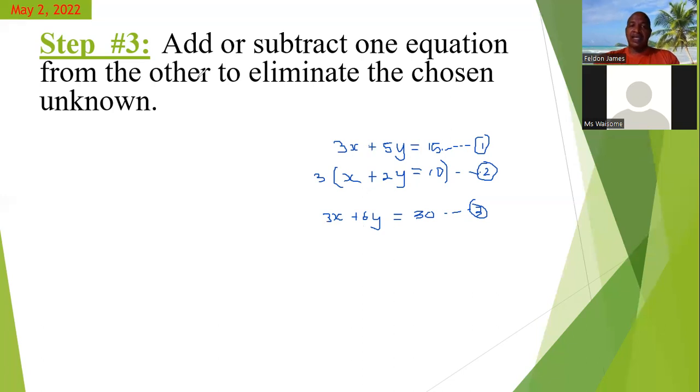So now, bearing in mind that what we're trying to do is to eliminate the x, and we are working with equation one and equation three, what do you think we are to do in order to eliminate the x?